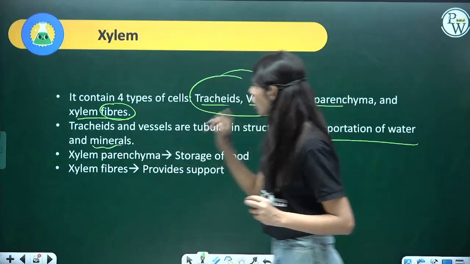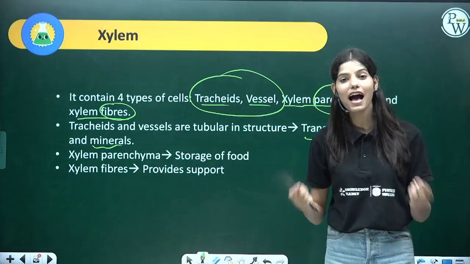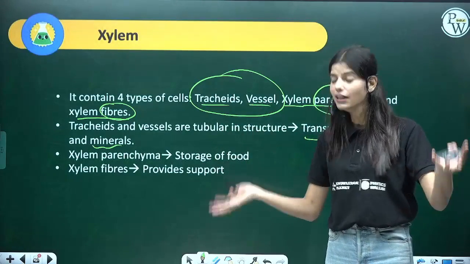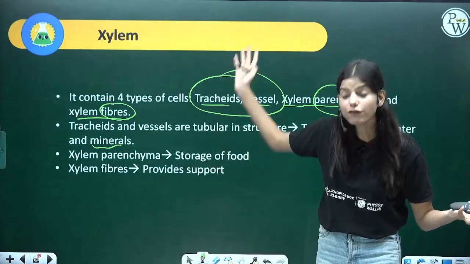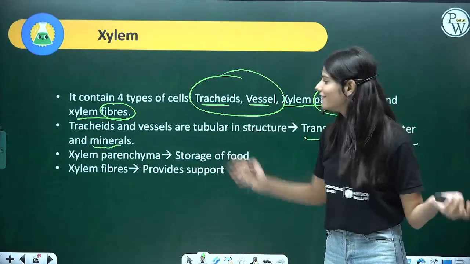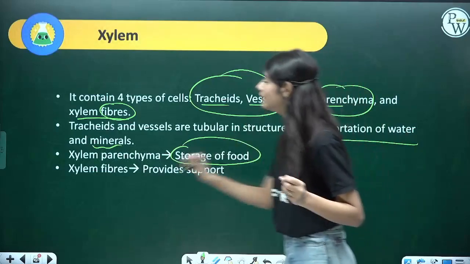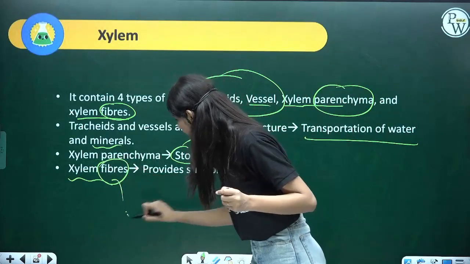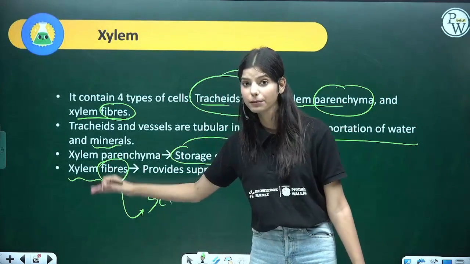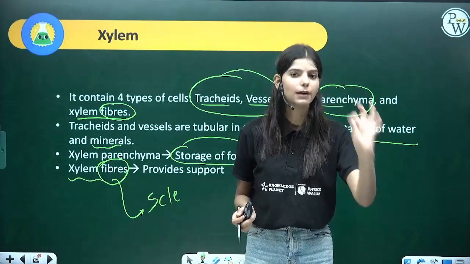Okay, now guys, talking about the other two cells, what is the function of xylem parenchyma? We already know parenchyma has the main role of storing the food material. So xylem parenchyma is storing the food material for the tissue so that it can use it, have energy and always perform its function. And xylem fibers are nothing but sclerenchyma. So don't get confused, guys, it can also be called sclerenchyma sometimes. So either you write it as xylem fibers or you can also write it as xylem sclerenchyma.